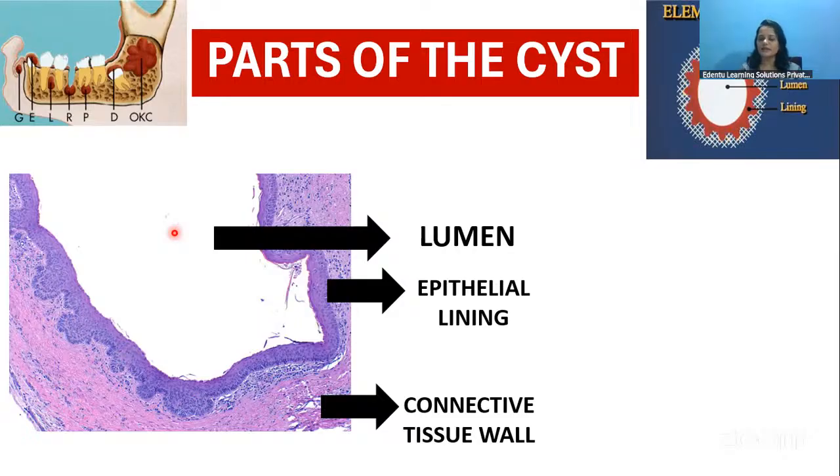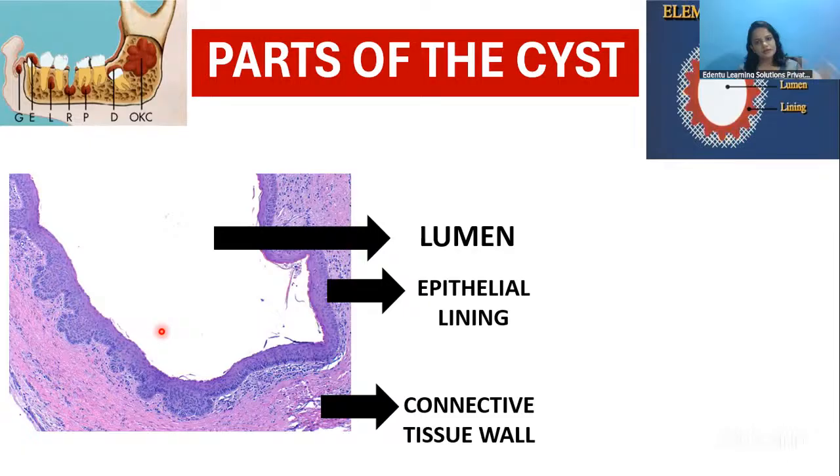Now this lumen will be surrounded by an epithelium. The lumen is surrounded by a lining epithelium like this. This dark colored structure you see here is the lining epithelium that is covering the lumen. So that constitutes the epithelial lining of the cyst.